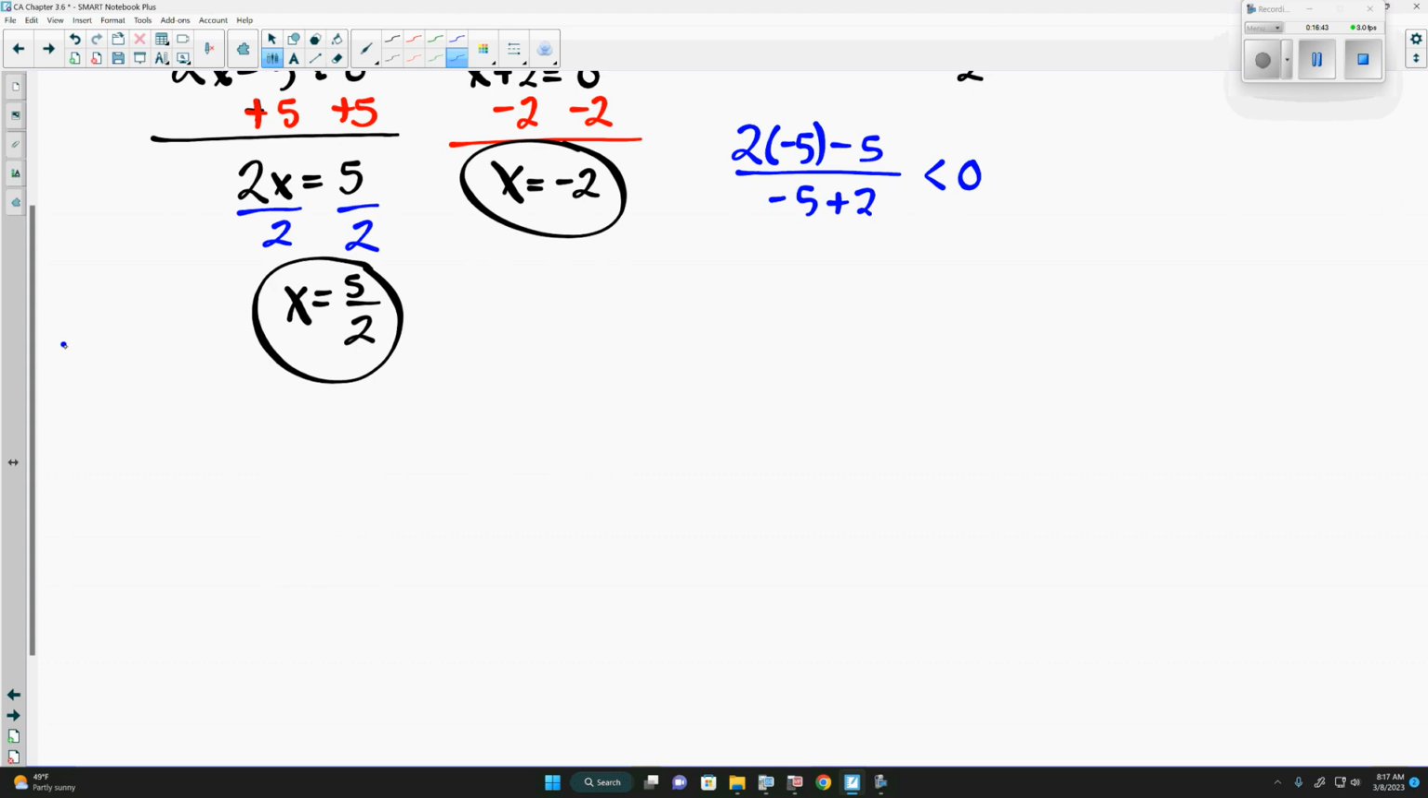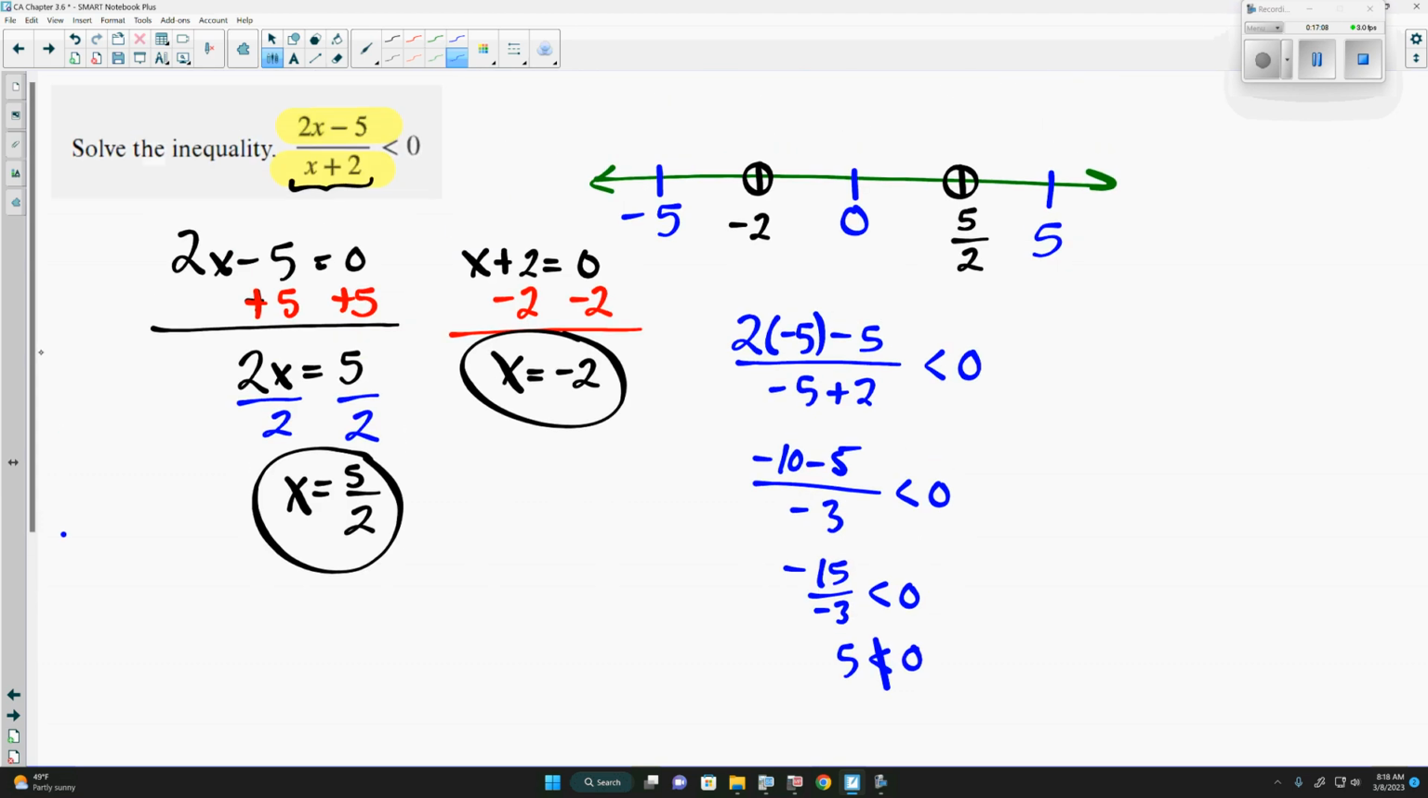Now again, at this point here, we could type this entire thing into the calculator, let it do it for us. If we did it by hand, 2 times -5 is -10 minus 5. -5 plus 2 is -3. So we have -15 over -3, which is +5. Is this a true statement? No. 5 is not less than 0, so we know the points to the left of -2 are not less than 0. They're going to be greater than 0.